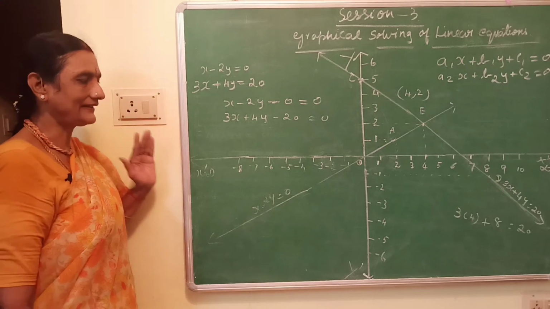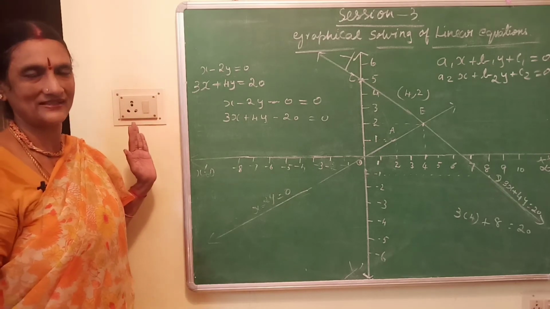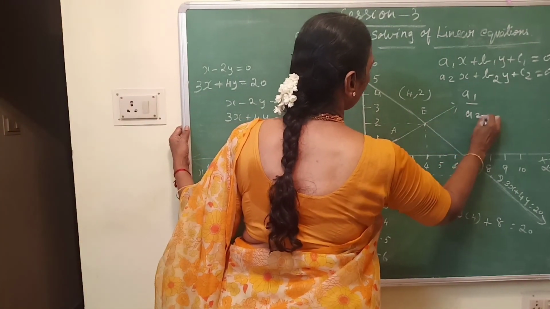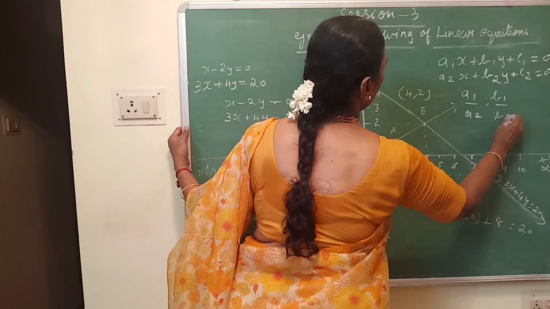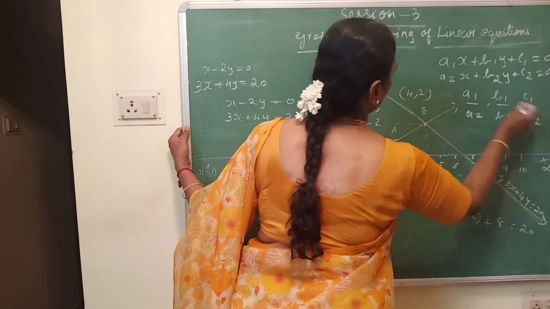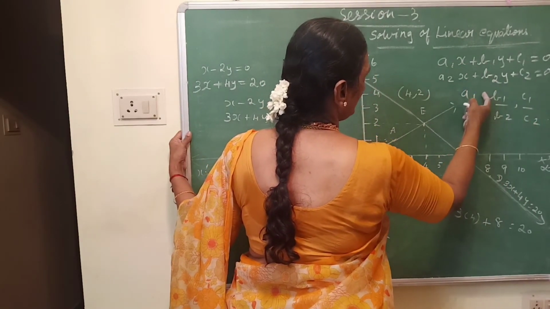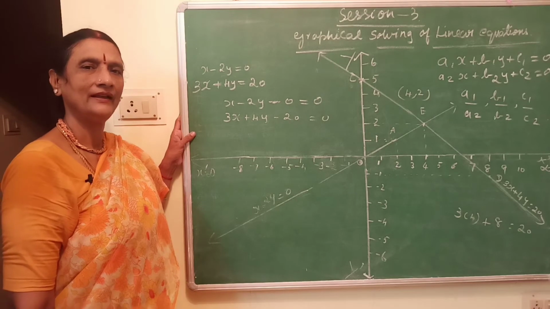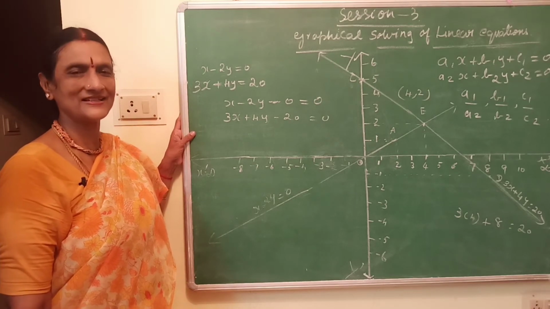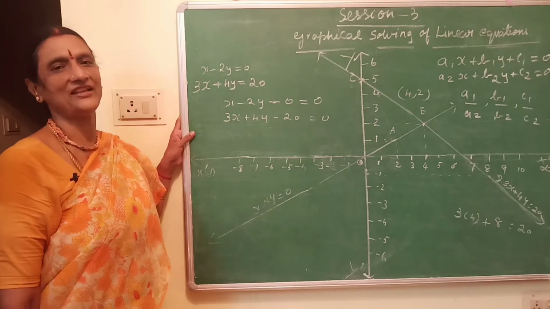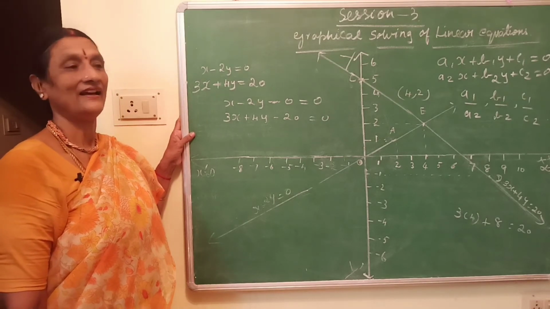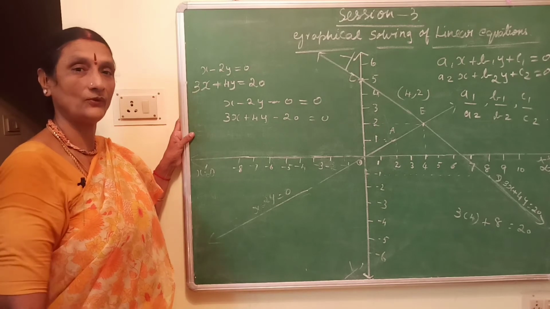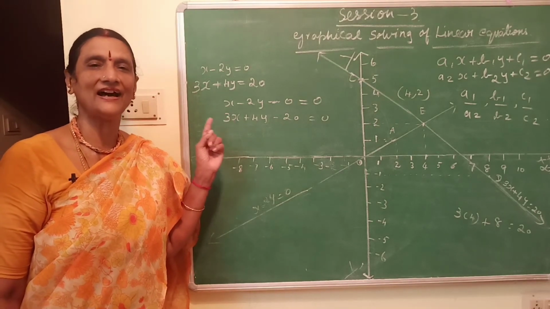Now, in that case, we have to find three ratios. What are the three ratios? a1 by a2, b1 by b2, c1 by c2. These ratios are so important that they will determine the nature of the equations, and hence they determine the nature of the straight lines that we have drawn. That also influences the solutions. So all three are interrelated.